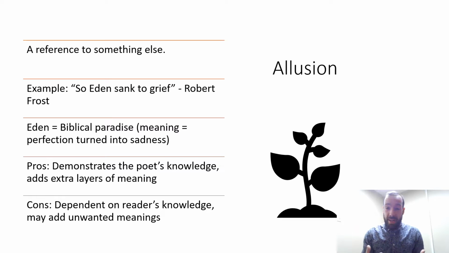Things that are great about allusion is that you get to show off your knowledge. And also references come with all these wonderful extra layers of meaning that make our poetry deeper and richer. Some downsides are that if your reader doesn't get your reference, if they don't know what you're talking about, they're going to be a little confused and lost. And sometimes references come with extra meanings that we don't actually want. So you have to be really careful when you're using them.